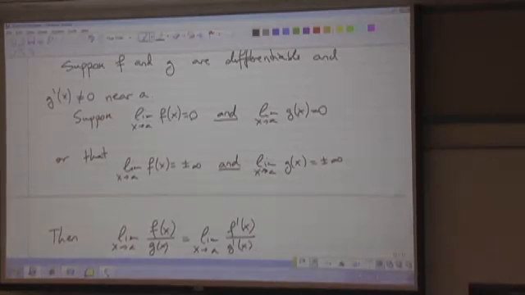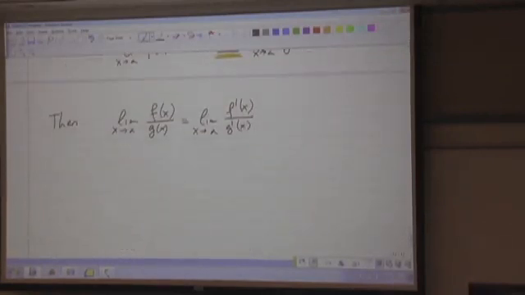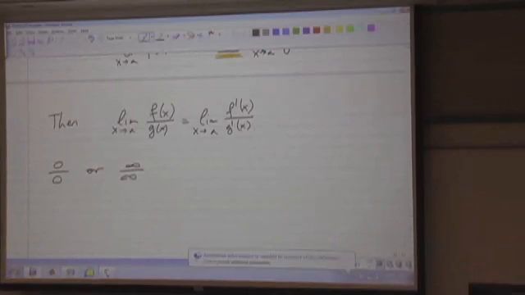Now, I underlined it, but maybe I should put it in red or orange or whatever this color is. This has to hold at the same time, which means this only works if I'm looking at 0 over 0 or infinity over infinity. It doesn't work if it's 0 over infinity or infinity over 0. Do you understand that? Yes? How about positive infinity over negative? It doesn't matter the signs. It has to be 0 over 0 or infinity over infinity.